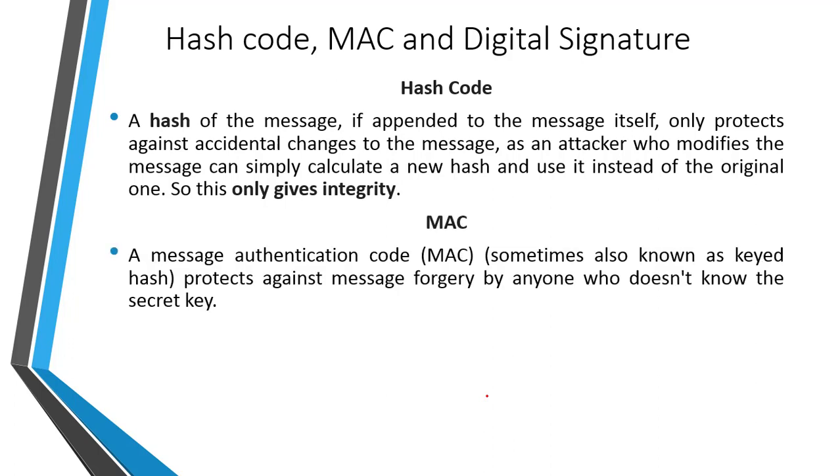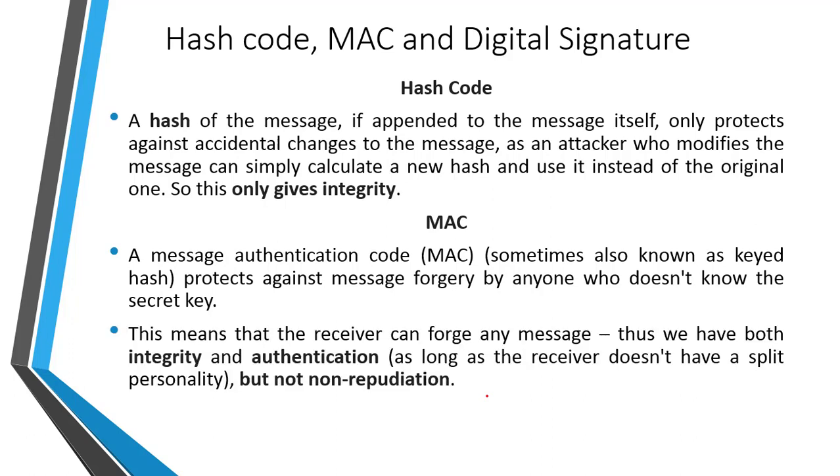Next, we have studied the message authentication code, that is MAC, which is also sometimes known as a keyed hash, because in the MAC function we are using the original message with the key, which protects against message forgery by anyone who doesn't know the secret key. This means that the receiver can forge any message. Thus we have both integrity and authentication in the MAC, but it doesn't provide non-repudiation.